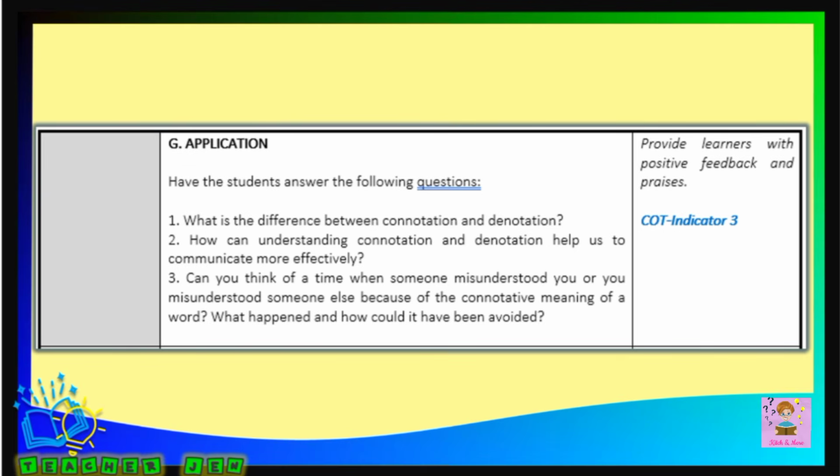Furthermore, by asking them to think of a time when they misunderstood someone else because of the connotative meaning of a word, I am helping them develop their higher order thinking skills. They will need to recall and analyze the situation, evaluate how the miscommunication could have been avoided, and generate potential solutions.